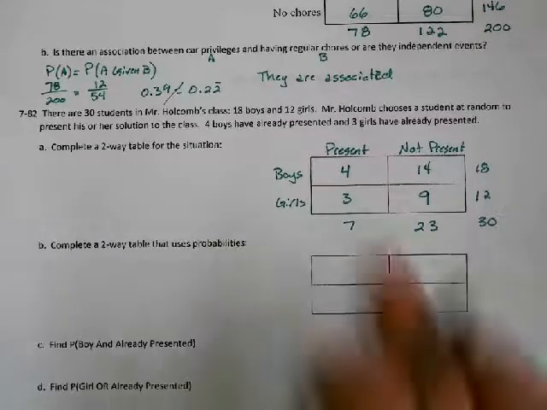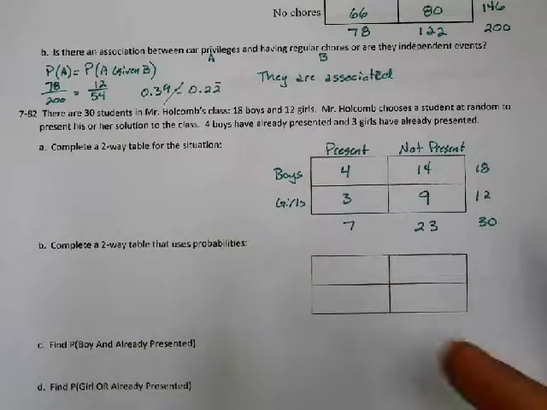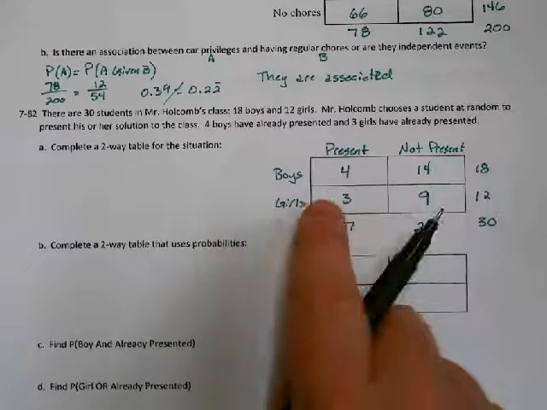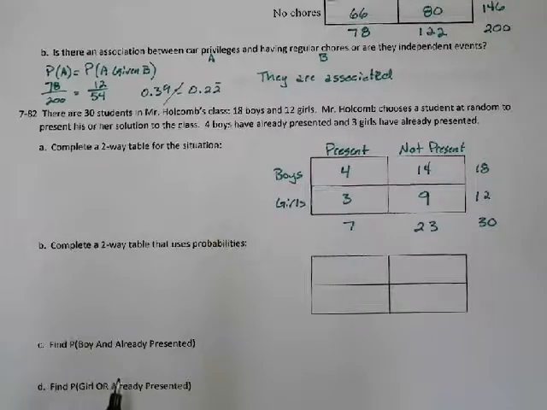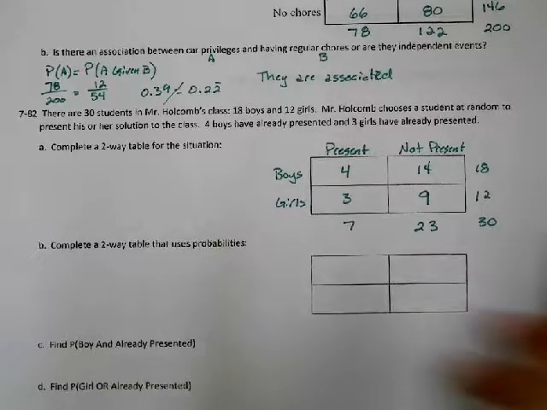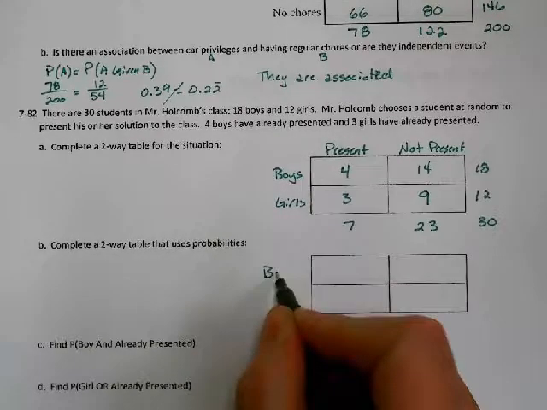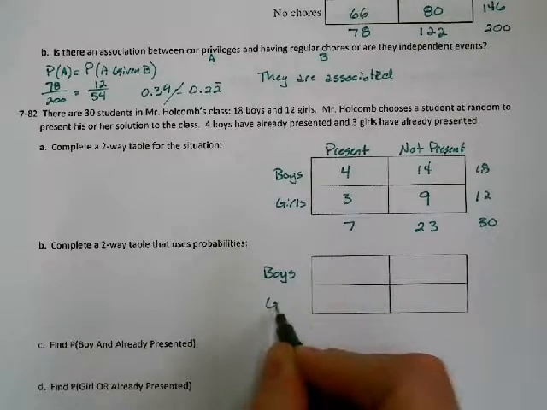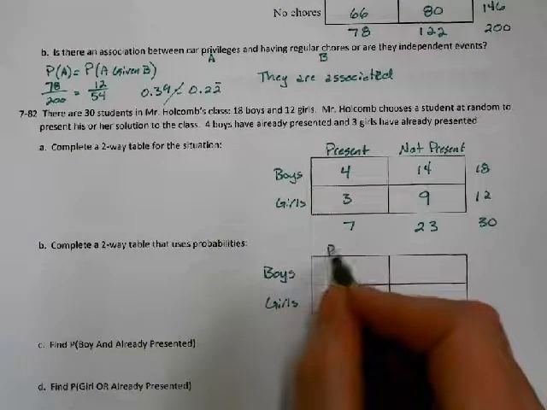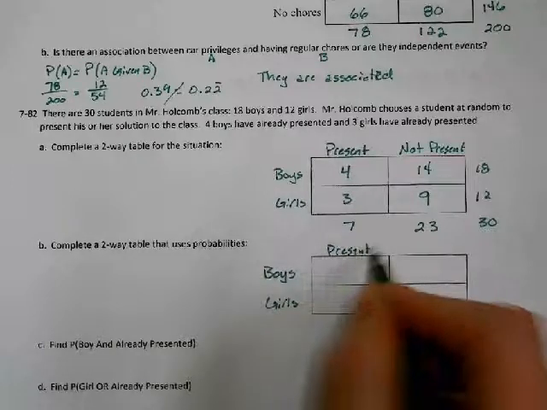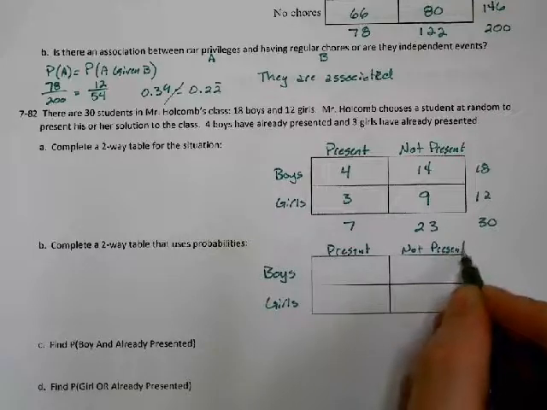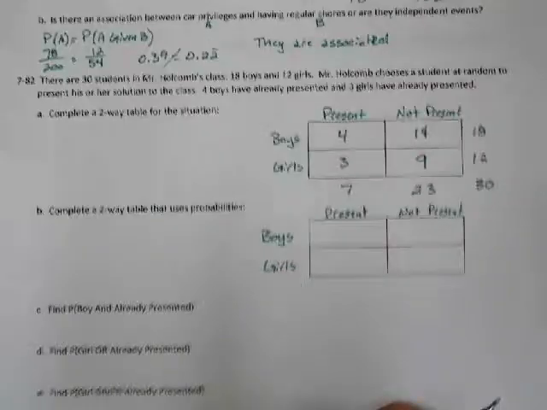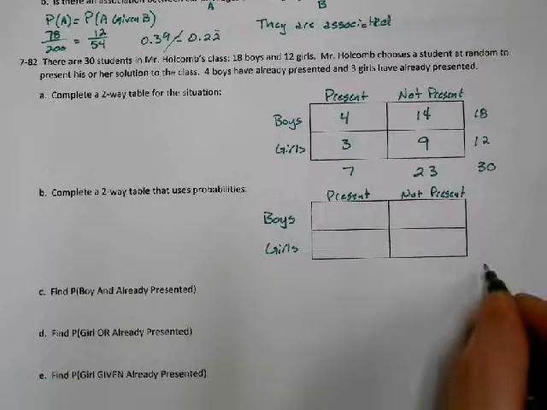So that's one way you can do it. This is set up with the totals in there, but these are not the probabilities. The probabilities, like if we wanted the boys, we'd say 4 over 30, and that'd be the probability of boys that presented. So what we can do is set it up with the probabilities instead. When we do probabilities, the probabilities always have to add up to 100% or 1.